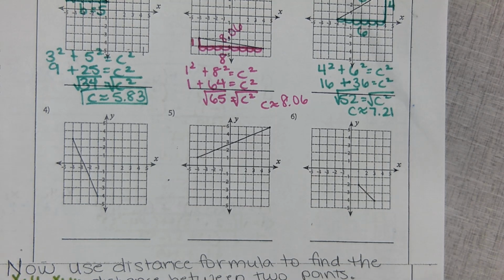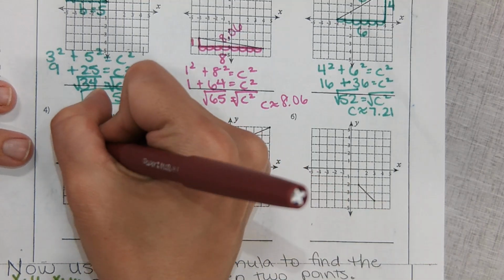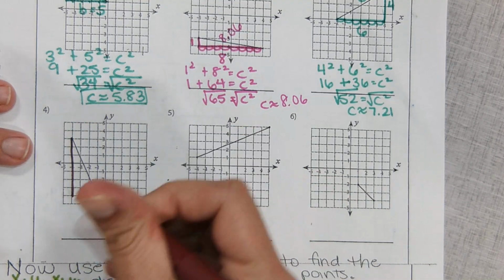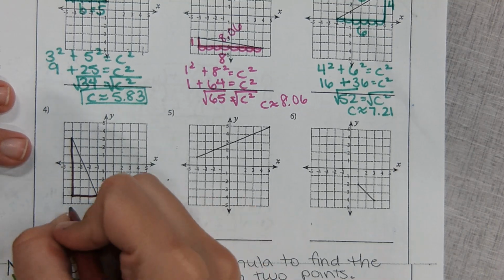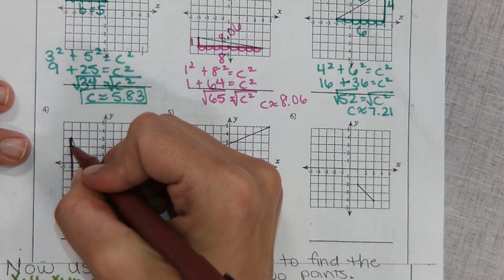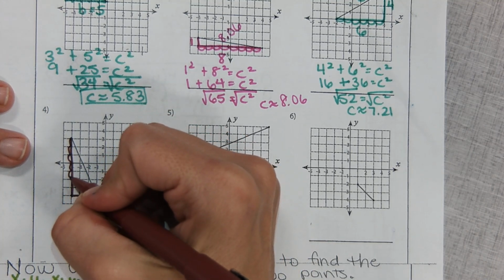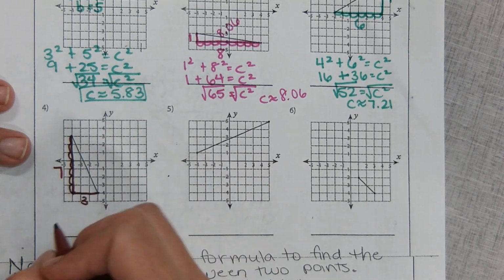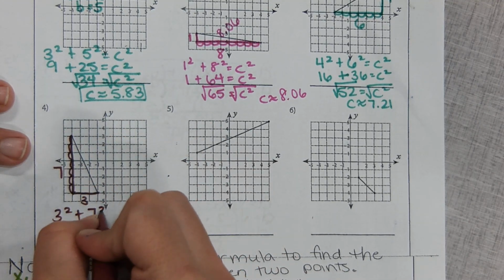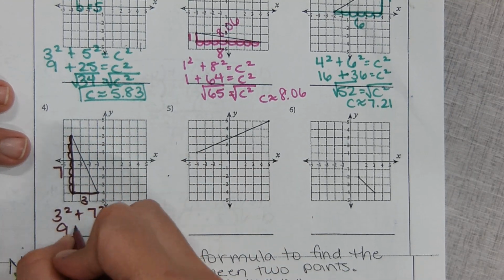For 4, 5, and 6, you're welcome to work ahead of me. I'm just going to work through it step by step. If you want to work with me, that's cool. If you want to work ahead of me, that's cool too. So I'm just going to finish this up, sketching out the right triangle. I have 3 units by 1, 2, 3, 4, 5, 6, 7. 3 squared plus 7 squared equals c squared.